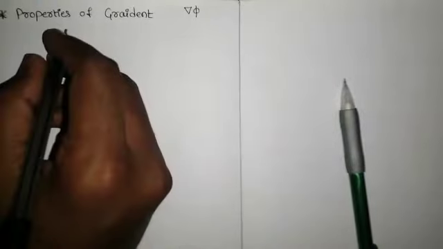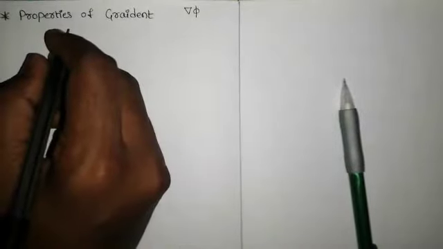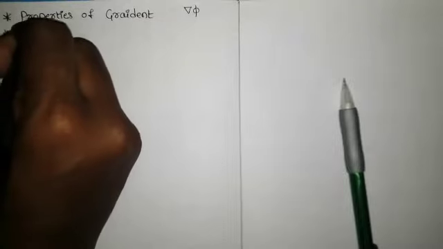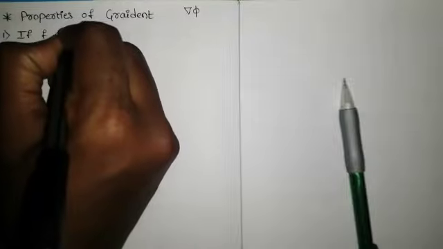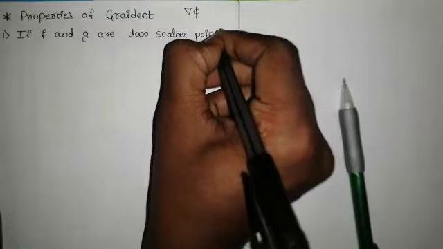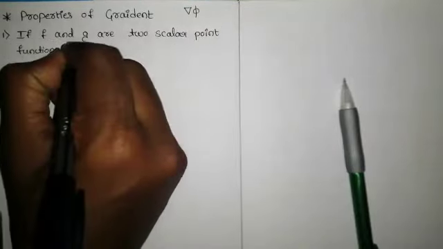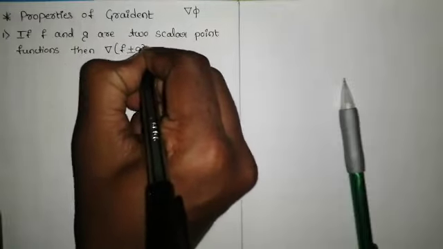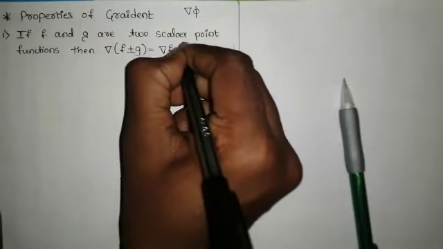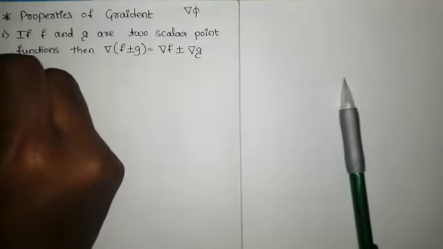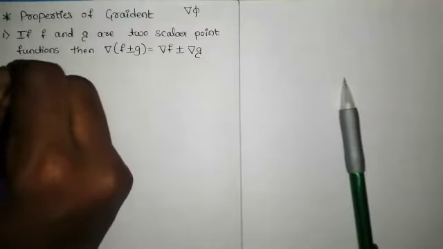So let us see some properties of this. The first one: if f and g are two scalar point functions, then del of (f plus or minus g) equals del f plus or minus del g. So this is our first property. Let us solve this one.